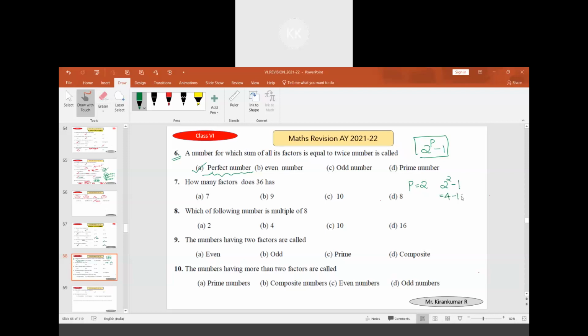4 minus 1? 3. This 2 and 3 you multiply. What do we get? 6. Very good.